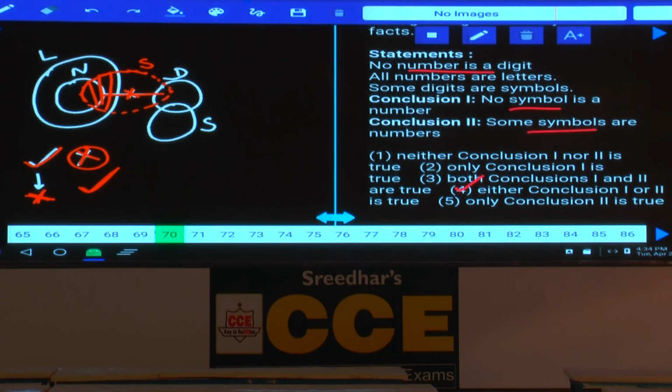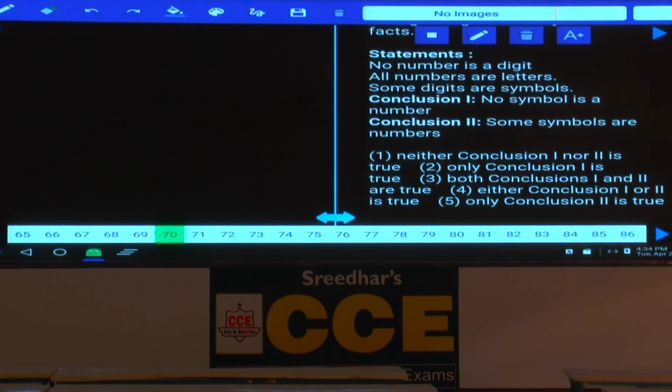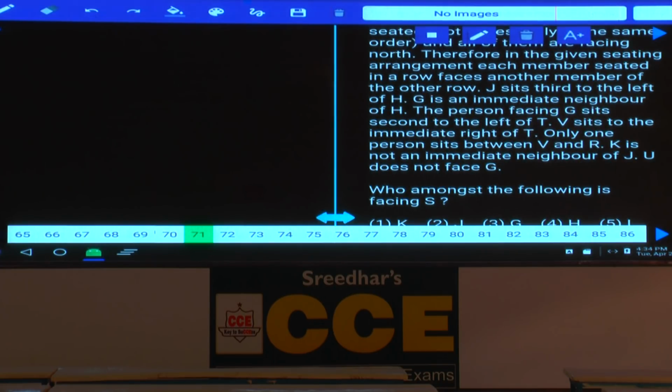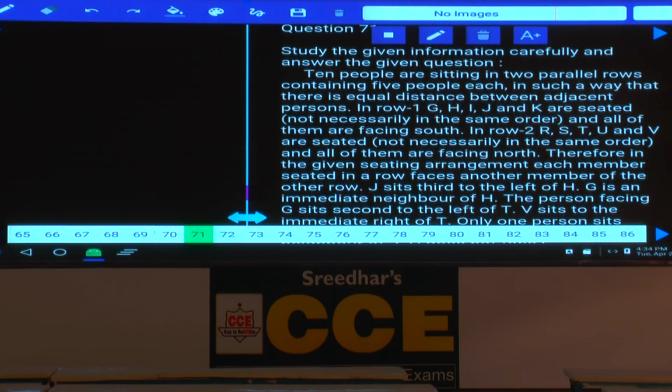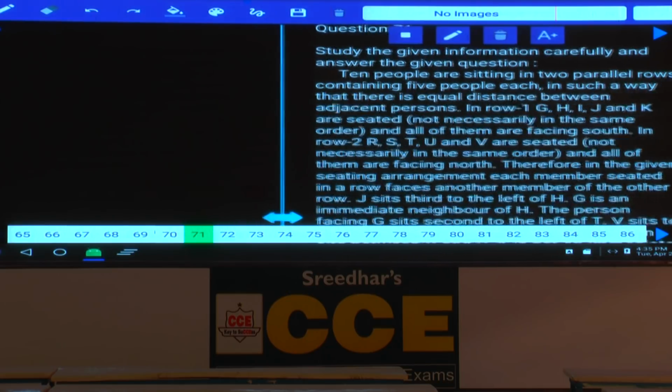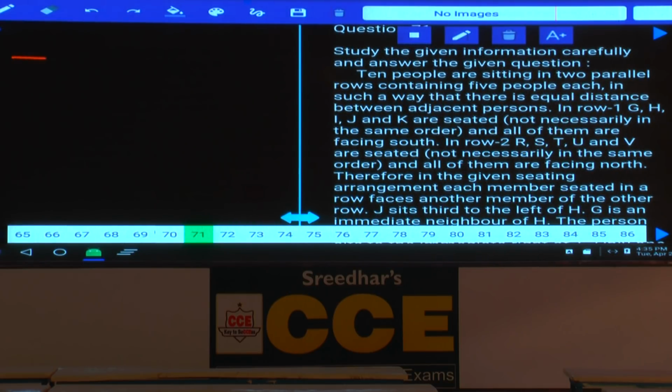Then 71 to 75. Question numbers 71 to 75 are based on two rows. 10 people are seated in 2 parallel rows containing 5 people each, in such a way that there is equal distance between adjacent persons. In row 1, G, H, I, J, K are seated and all of them are facing south. Who are the persons in row 1? G, H, I, J, K.